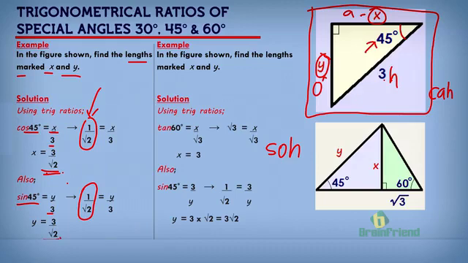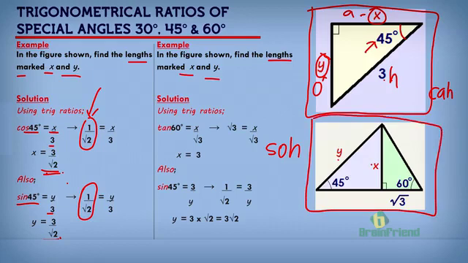Let's take another example. In the figure shown, find the lengths marked x and y. Here's our figure shown. Find x and y. Using our trig ratios, we simply know that tan 60, okay? So we have x in play and root 3 in play. X is the opposite, and root 3 is on our side, the adjacent side.